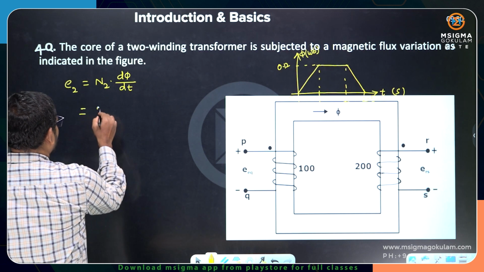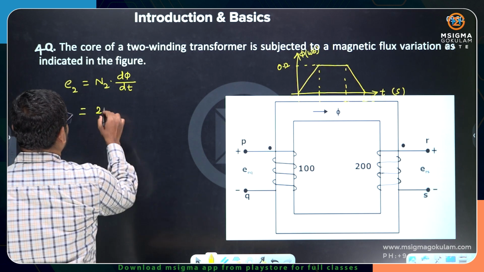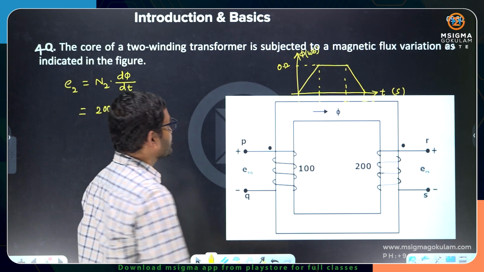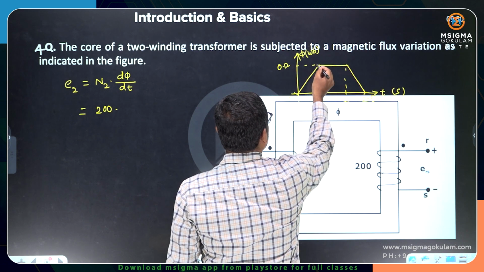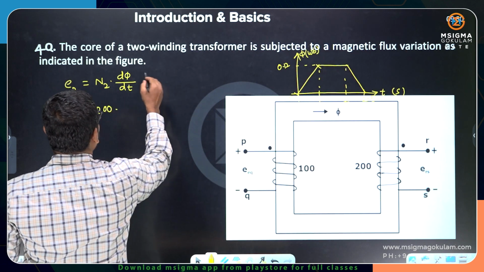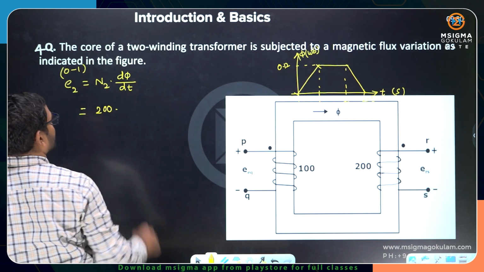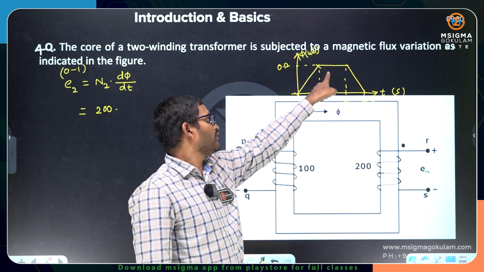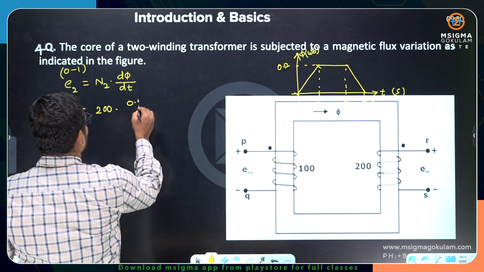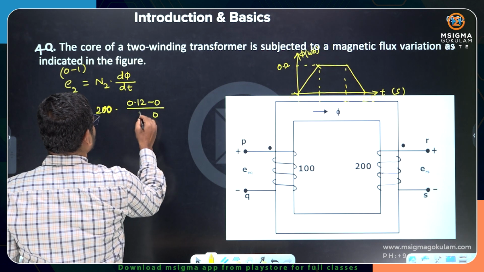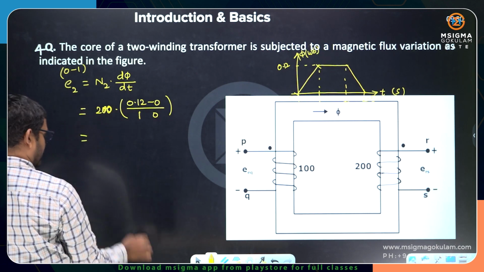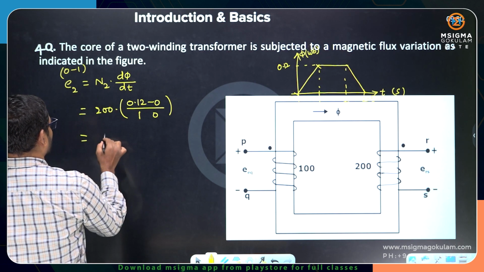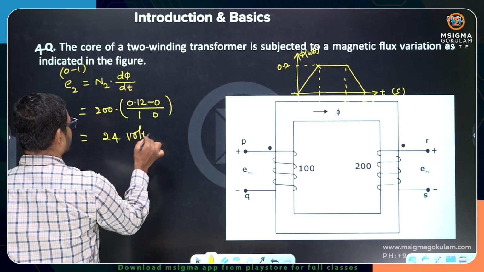Now N2, I know, is 200, into d phi by dt. The change in flux you need to calculate. Take the 0 to 1 second duration: the change is phi 2 minus phi 1, 0.12 minus 0, divided by 1 minus 0. So I get 200 into 0.12, which is 24 volts.